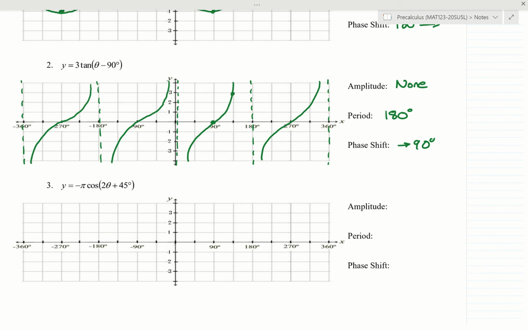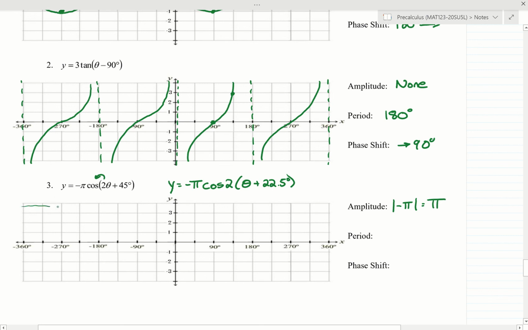So let's see here. The amplitude. Well, first let's factor out this 2. So we're going to have y is equal to negative pi times the cosine of 2 theta plus 22.5 degrees. The amplitude would be the absolute value of negative pi, which is pi, or 3.14. So I'd expect the graph to go up to here and down to here. Something like that.